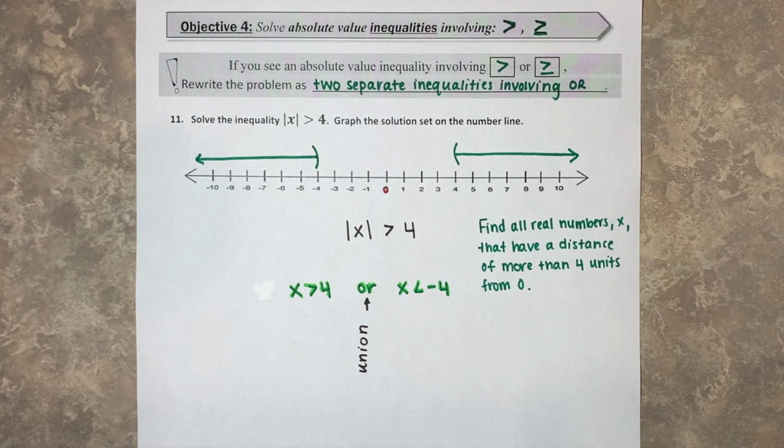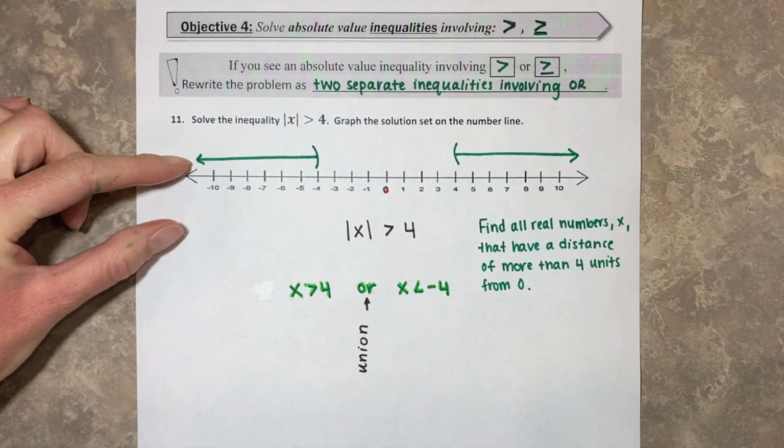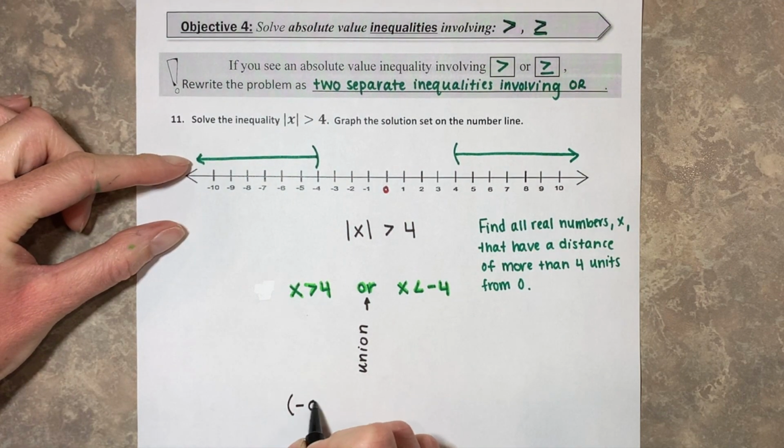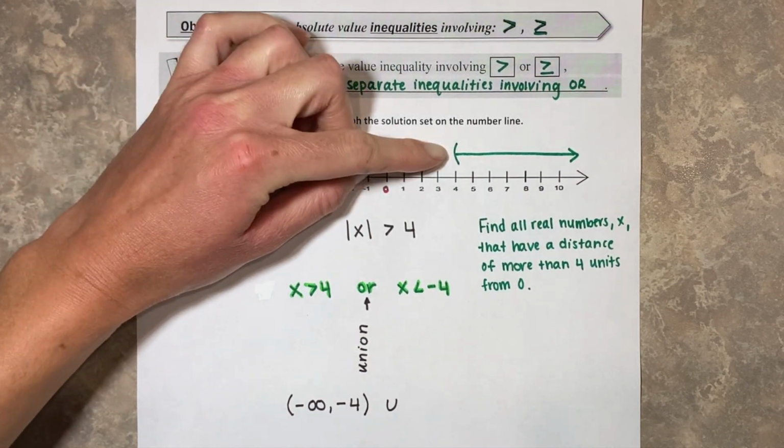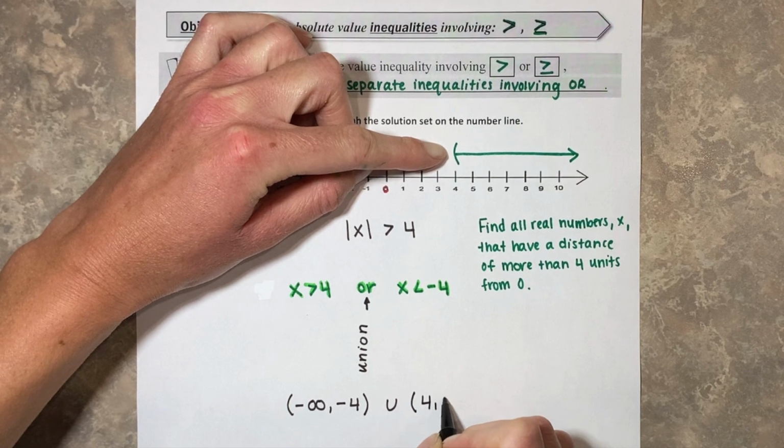And to do that, we'll first describe this using interval notation as -∞ to -4, and then we'll put our union symbol and then describe this as 4 to infinity.